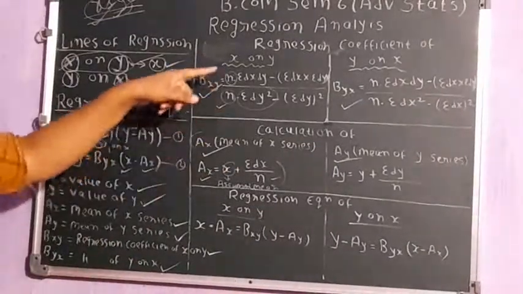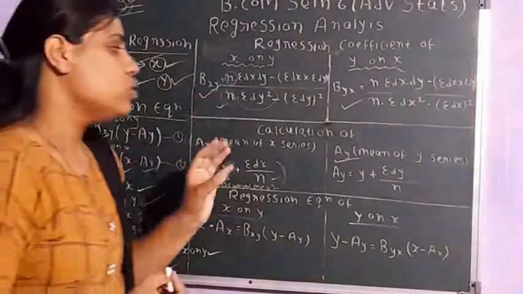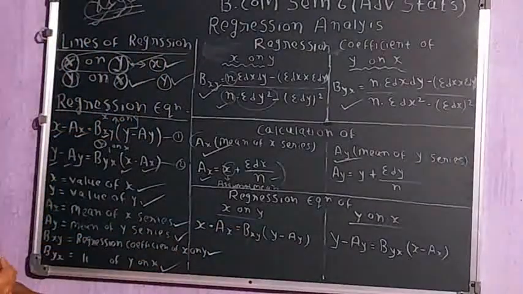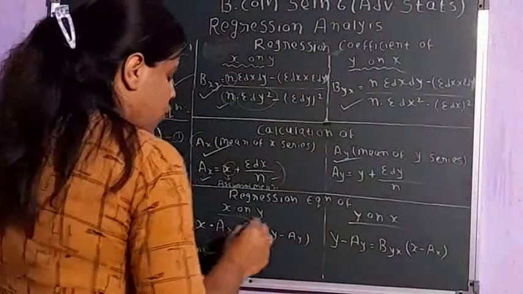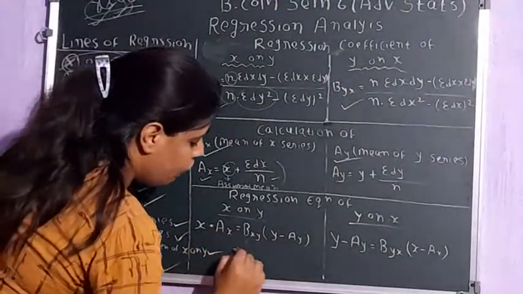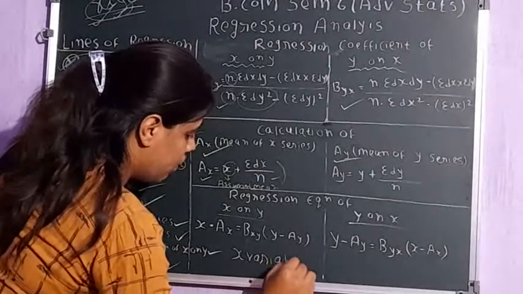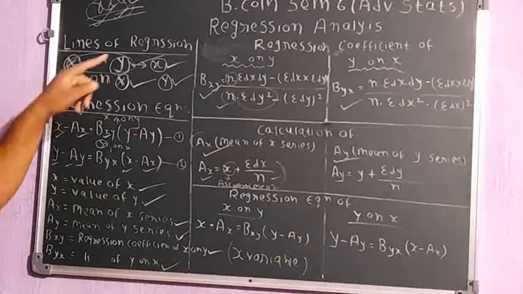Once these two requirements are determined, and these two values are put into the regression equation of x and y, we get the regression equation, which can be used to predict the value of the x variable. So this way we can find the regression line of x on y.